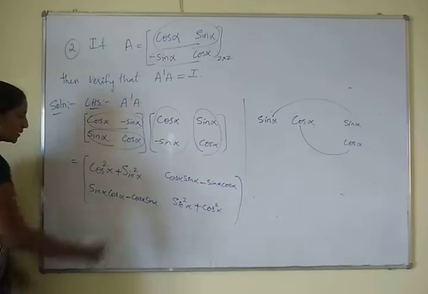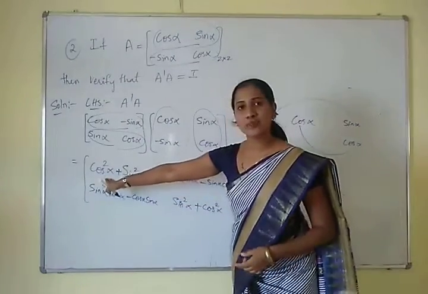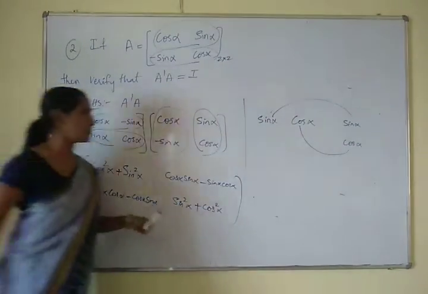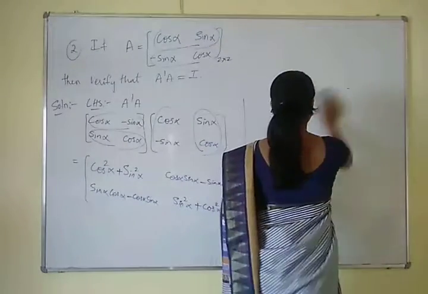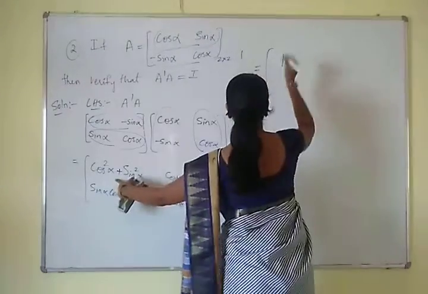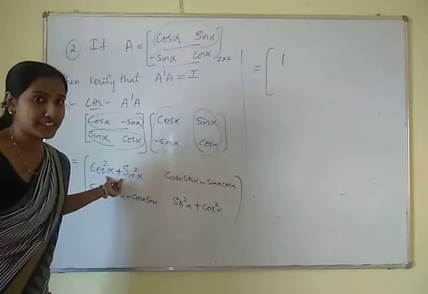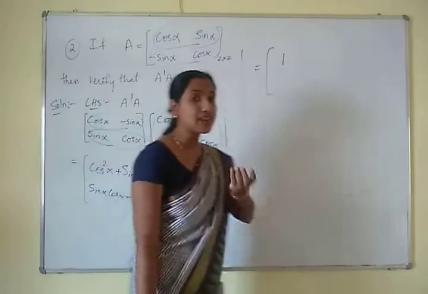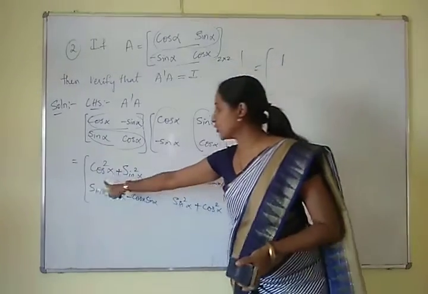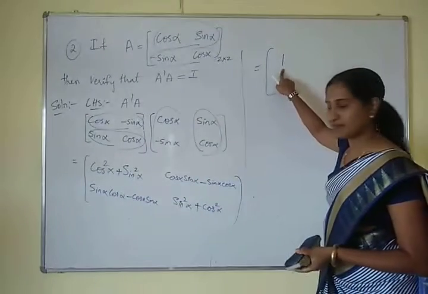Okay, so please use your brains and let me know. What is cos square alpha plus sine square alpha? What will be the answer for this? Yes, it is 1. How is it 1? It is a trigonometric identity. You have sine square theta plus cos square theta is equal to 1. Similarly, in the place of theta, you have alpha. Okay, so therefore, this is equal to 1.